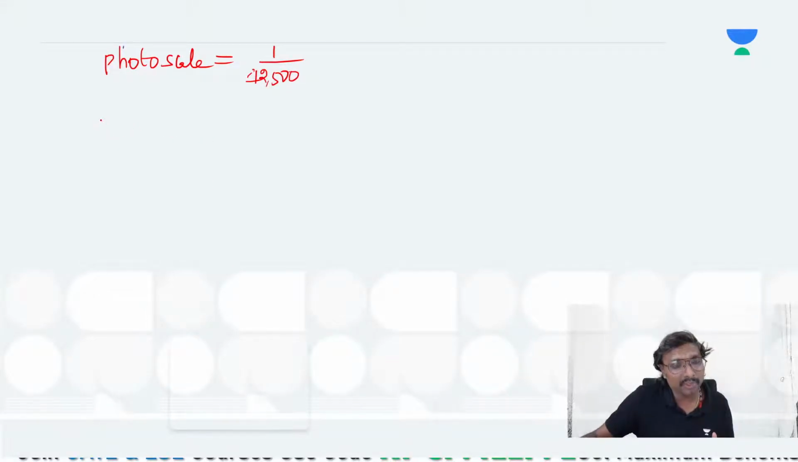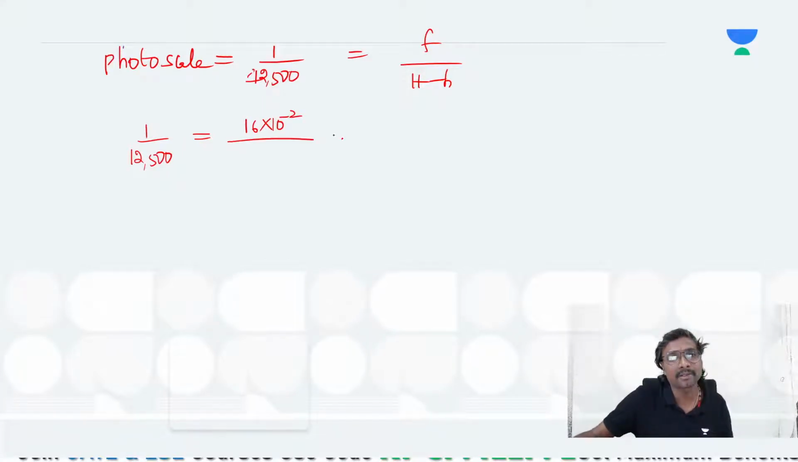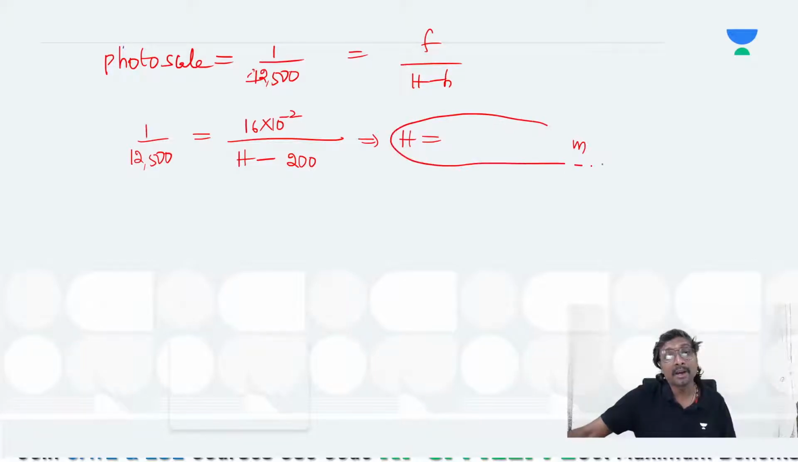But what is the photo scale? The photo scale is equal to F divided by capital H minus small h. So 1 by 12,500 is equal to the focal length, 16 times 10 to the power minus 2 meters, divided by capital H, the flying height you are asked to identify, minus small h, the ground height, which is 200. Then this implies the flying height of the aeroplane, or the height of the camera axis. How much are you getting?